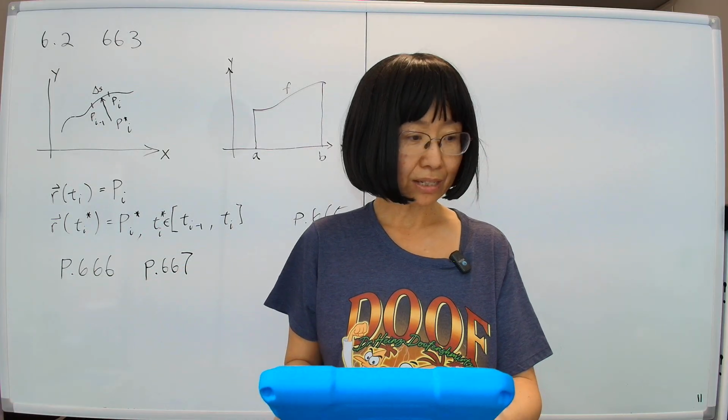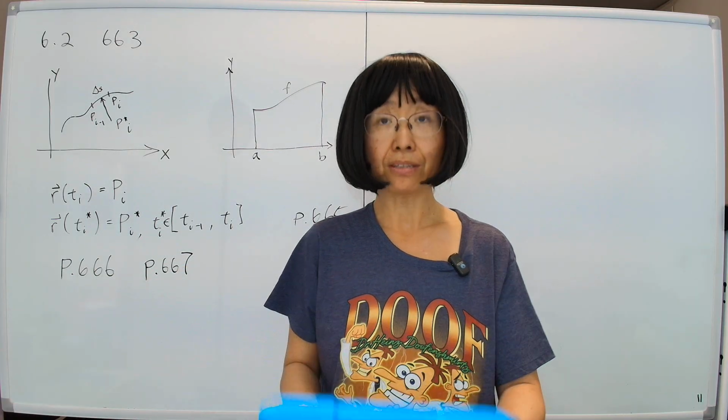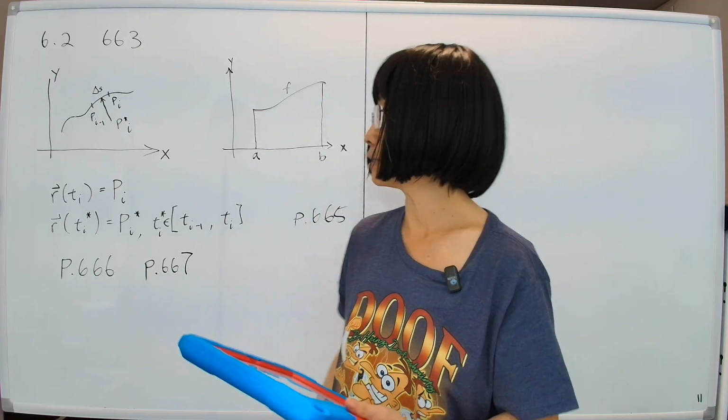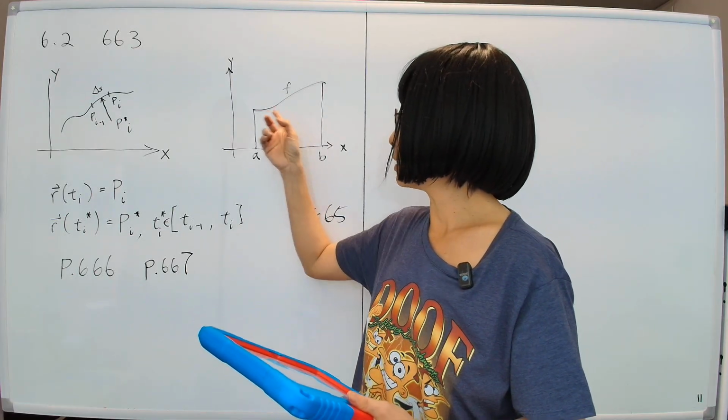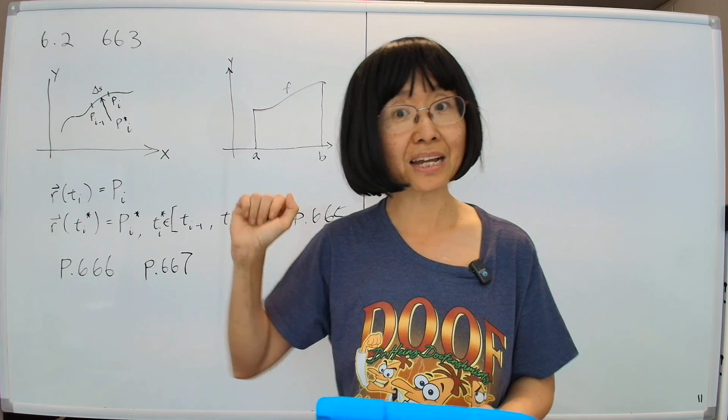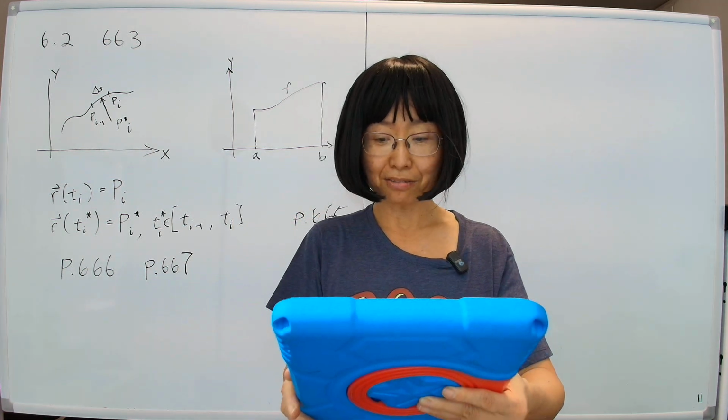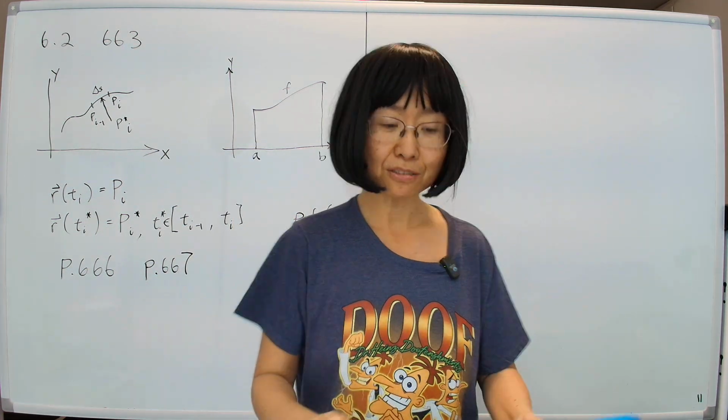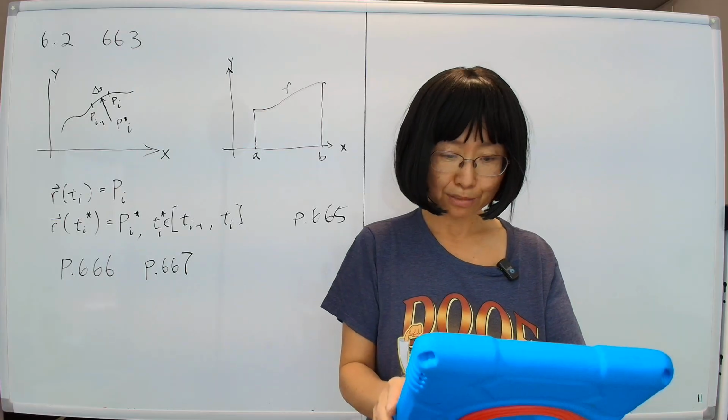Now, next, let's look at example 6.17, where arc length is calculated by setting the function f equal to 1. And then that will give you the length of the curve. So please do example 6.17 as part of your homework.